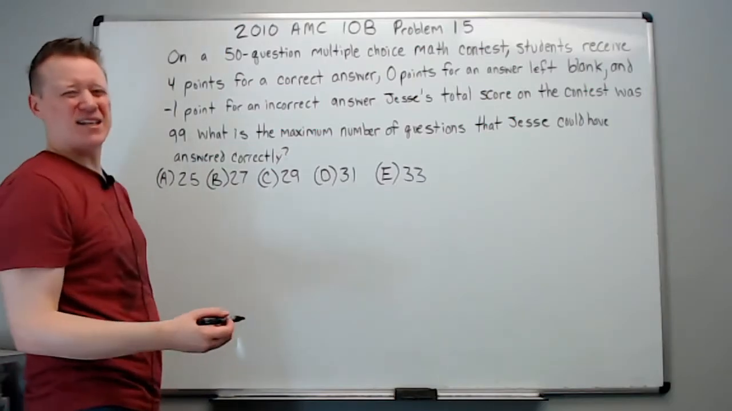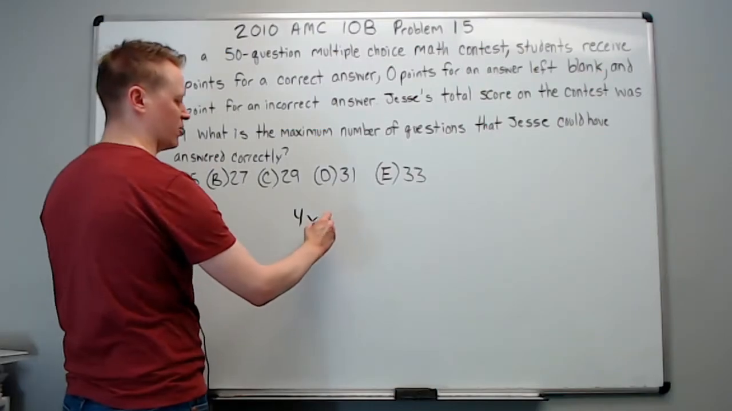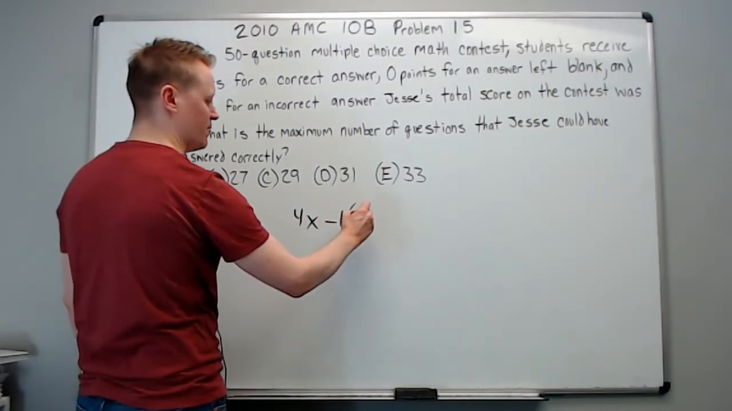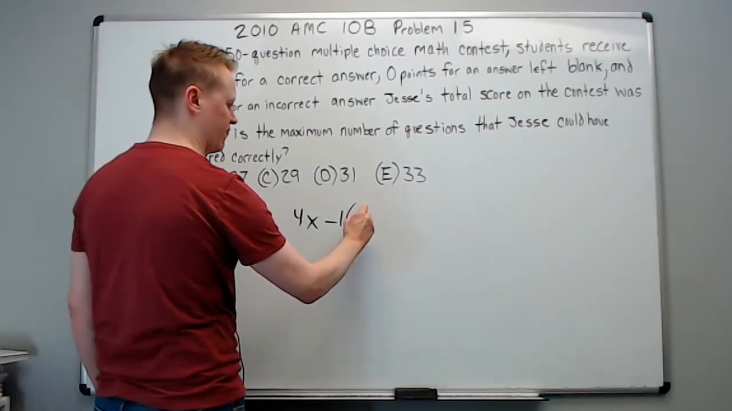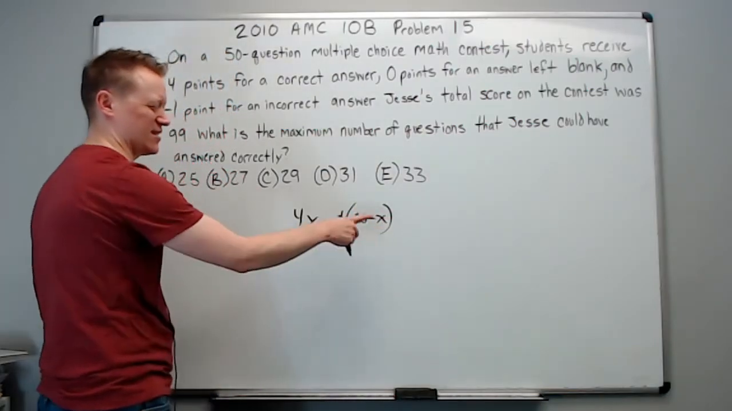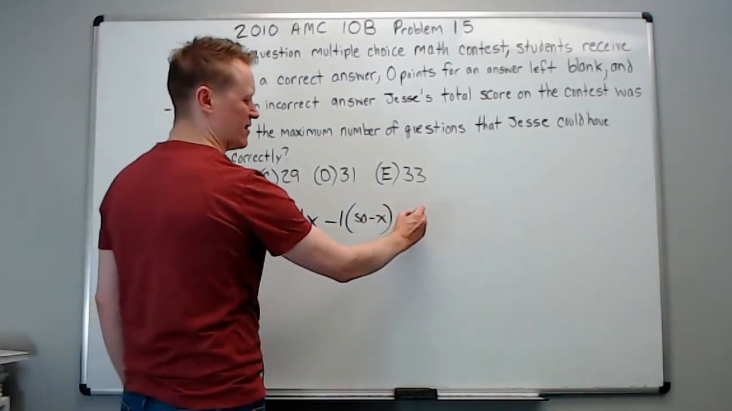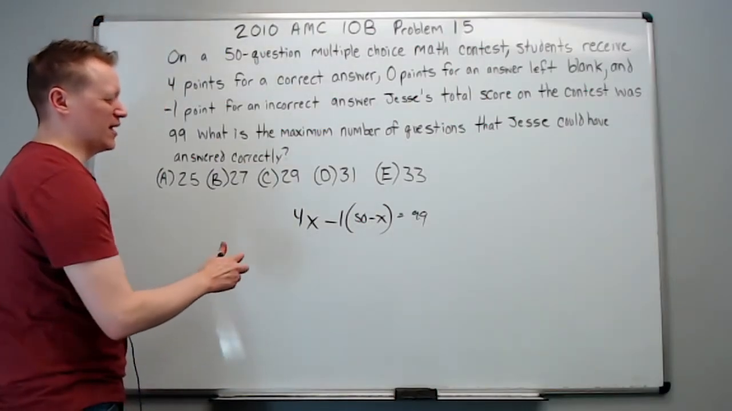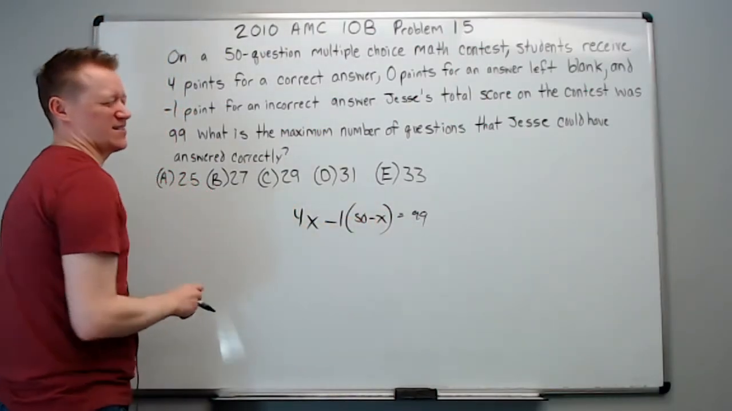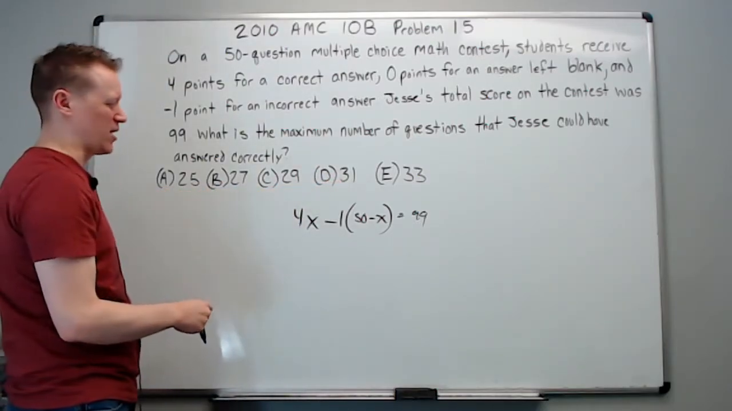You might be thinking, let's make an equation, right? We could do 4 times the number that he got correct minus 1 times the number that he got wrong, and you might think that that could be like 50 minus x, but this doesn't say how many he could have left blank. There's no guarantee that this will actually equal 99, and in fact it doesn't. So what you want to do instead is just use the answers. Pick one in the middle because they're ordered from least to greatest, and try it out.